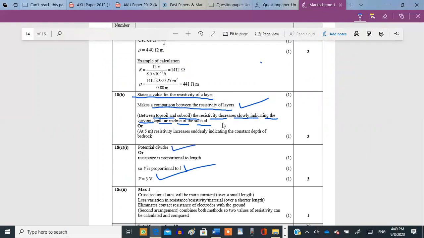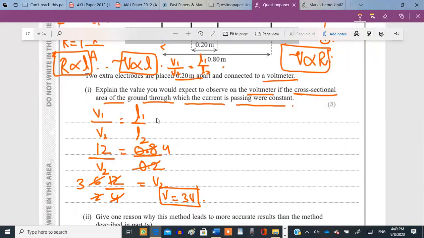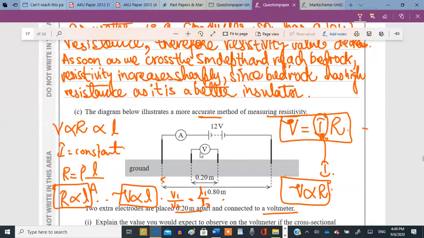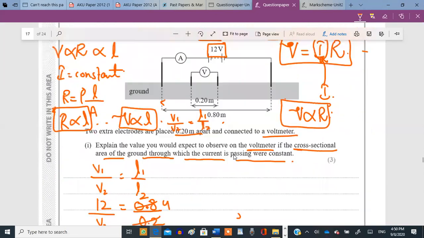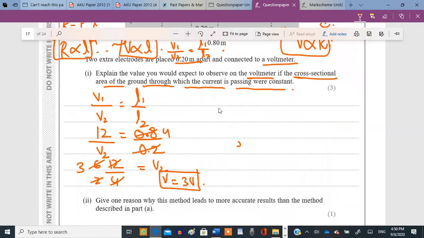Wait, what did you take V1 and V2 as? The voltages, the two voltages across the two lengths. You can take any of these as long as, if you consider the 12 volts as V1, then this entire length is going to be your L1. If you consider V as V2, then this length is going to be your L2. Clear? Okay. So, the examiner has given 3 marks in this question, and one of them is for stating that voltage is proportional to the resistance when current is constant.